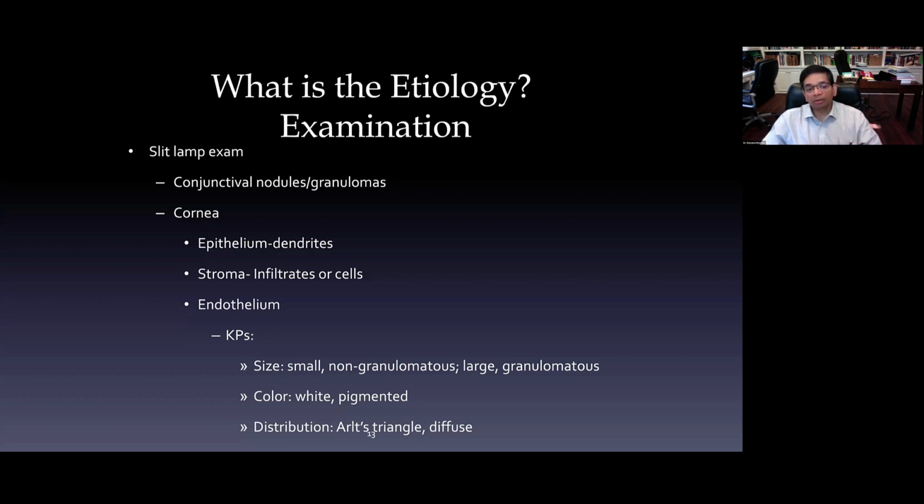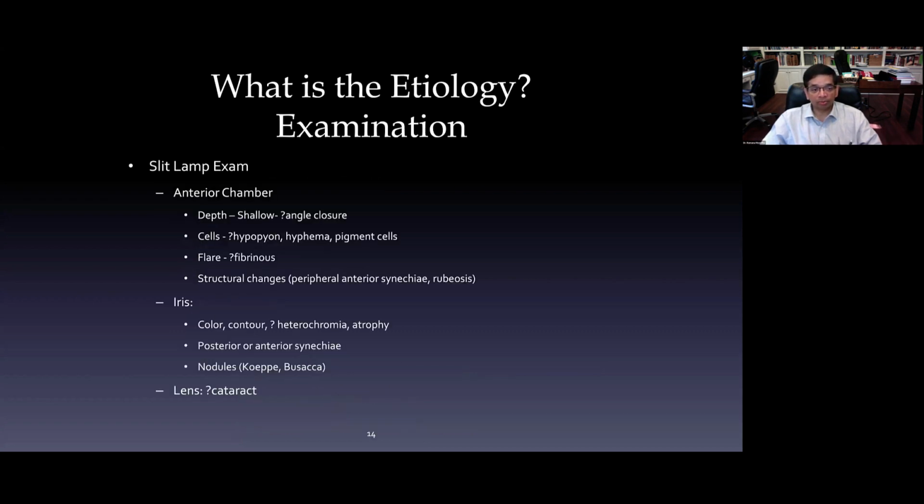Look at the cornea evaluation. Corneal changes can sometimes suggest herpetic disease. Look at the size of the KPs. That can tell you whether they're large and granulomatous and chronic, or small and non-granulomatous, or even stellate in the case of Fuchs heterochromic iridocyclitis, or even CMV retinitis, for example.